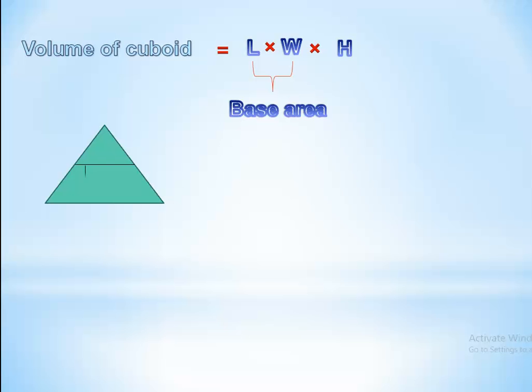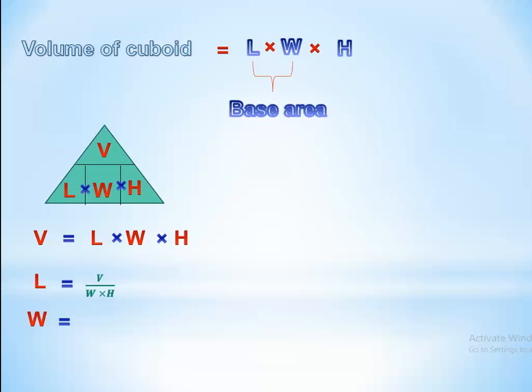Let's see the magic triangle for the first rule. Okay, we know that volume equals length by width by height. If I want to get volume, I hide volume, and we will multiply length by width by height. If I want to get length, it will be volume over width by height. If I want to get width, volume over length by height. The thing I want, we will hide it. If I want to calculate height, I hide the height, it will be volume over length by width.